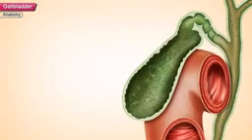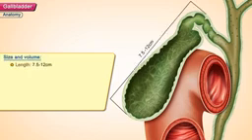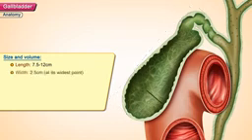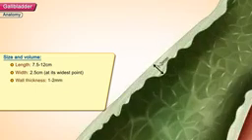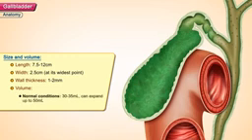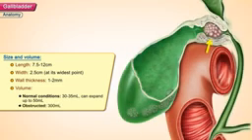Size and volume. Its length is 7.5 to 12 centimeters long. It is 2.5 centimeters wide at its widest point. The wall thickness is 1 to 2 millimeters. Volume is 30 to 35 ml under normal conditions, but can expand up to 50 ml. Although if obstructed, it can distend to accommodate up to 300 ml.